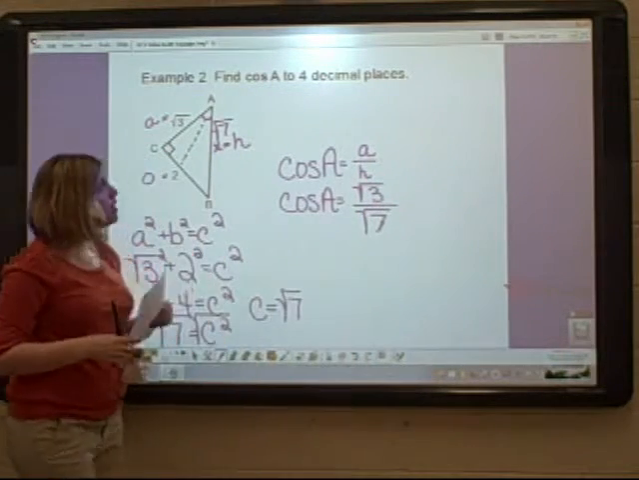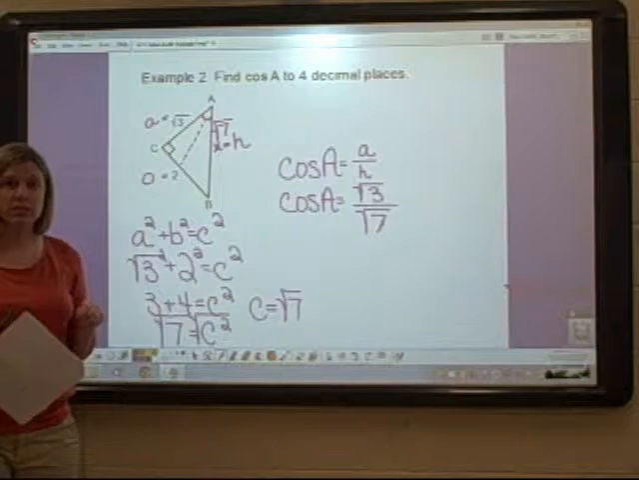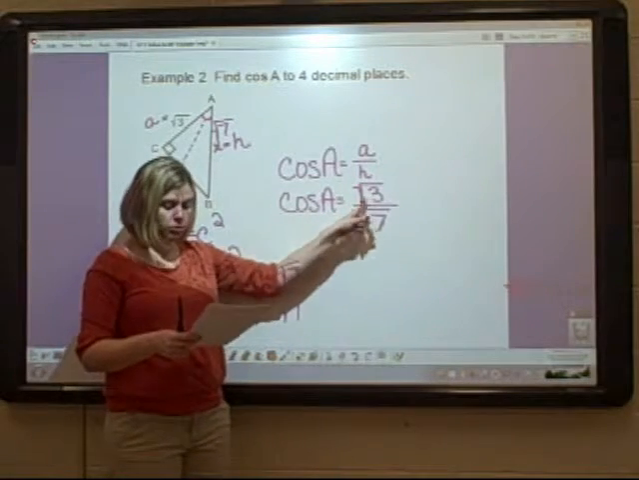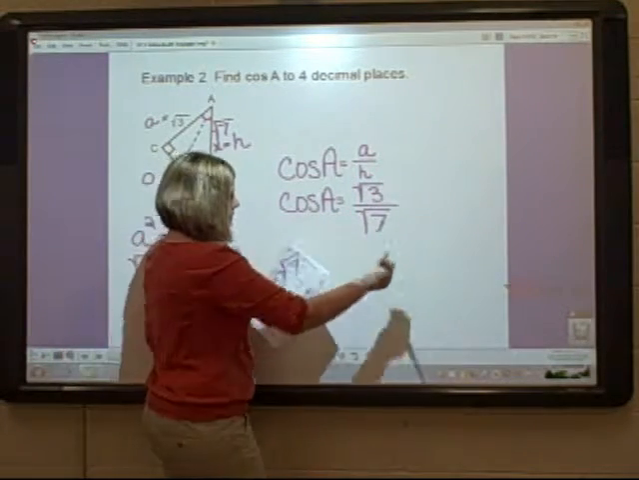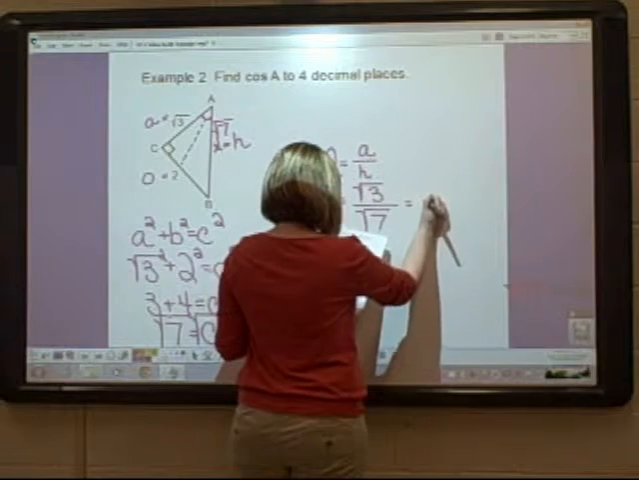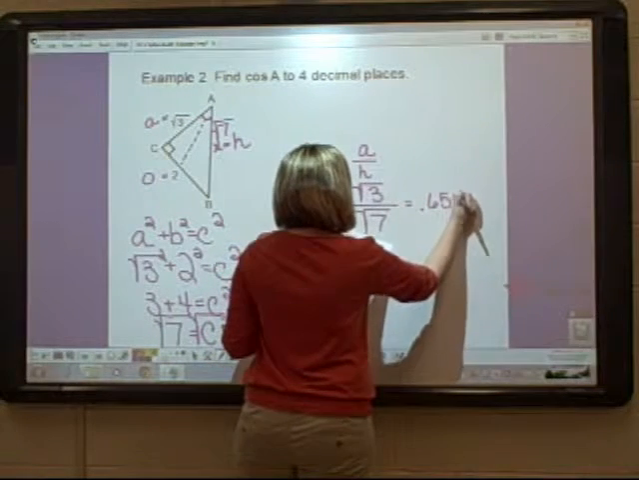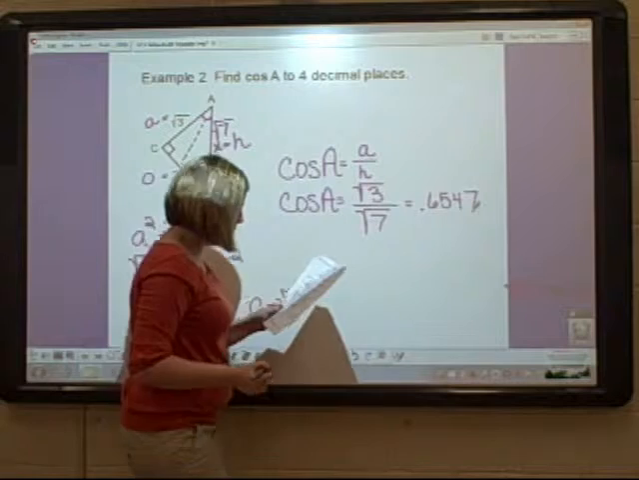And the directions say to find that to 4 decimal places. So I want to take root 3 divided by root 7, and I end up with 0.6547, if I round correctly.